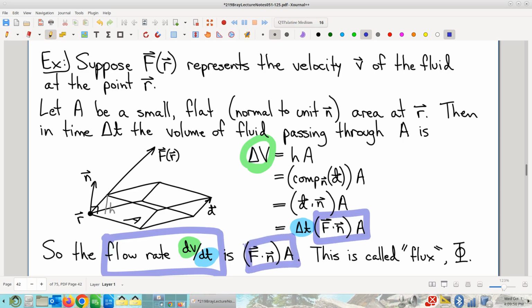F dot N times area. And this is a very important mathematical construction that we're going to do a ton of stuff with. It's called flux. It's represented with the capital Greek letter phi. Again, the nice, natural, simple interpretation: it's telling you volume of fluid per unit time passing through a surface. Nice, easy interpretation. And by the way, it turns out flux has many other very valuable applications. We'll get to those in Chapter 7.